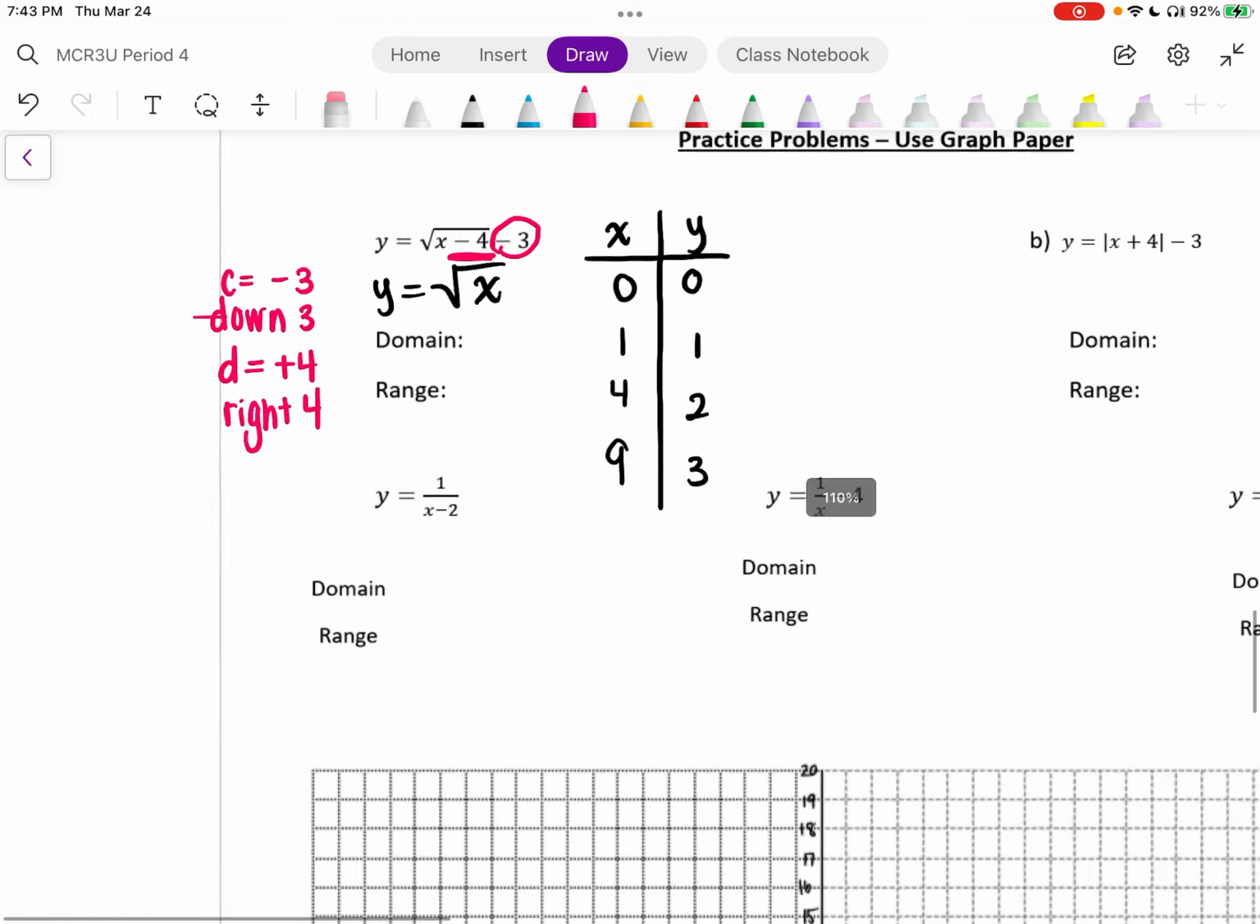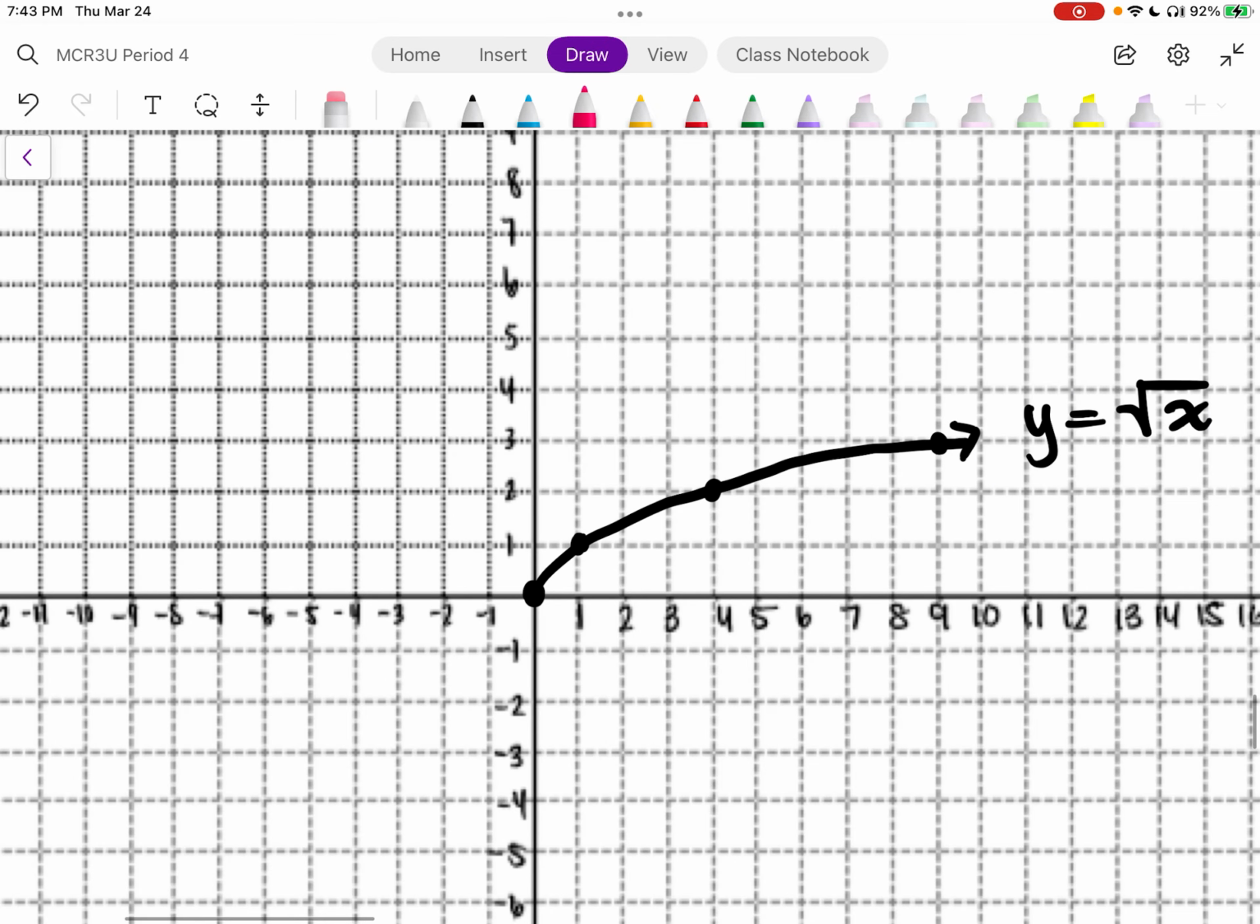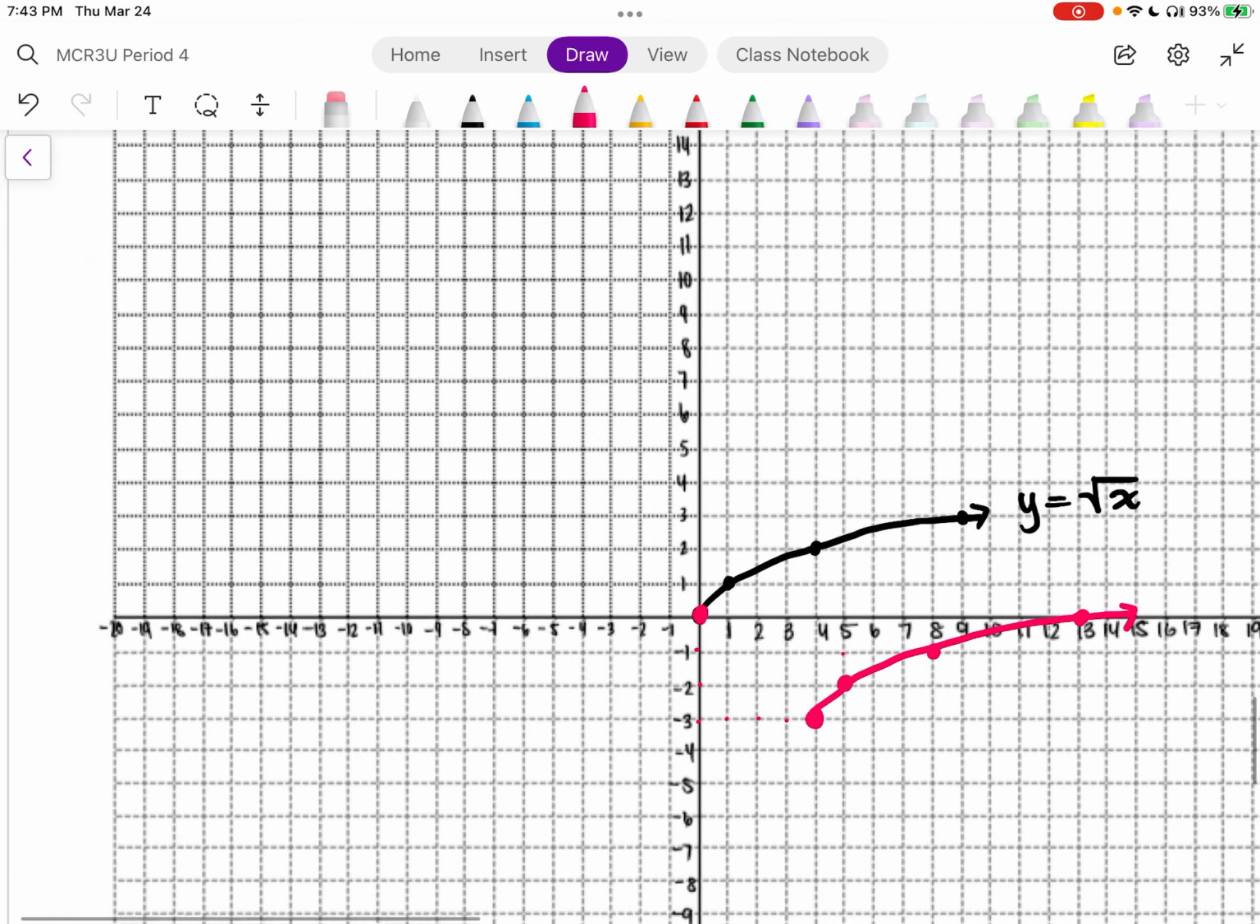So let's go ahead and write that in. I'm just going to take this point right here and shift down 3, 1, 2, 3, and over 4, 1, 2, 3, 4. And then I can just do that for each point, right? So now I can take this point and go down 3, over 4, and then down 3, over 4 again. And that is what my new function is going to look like.